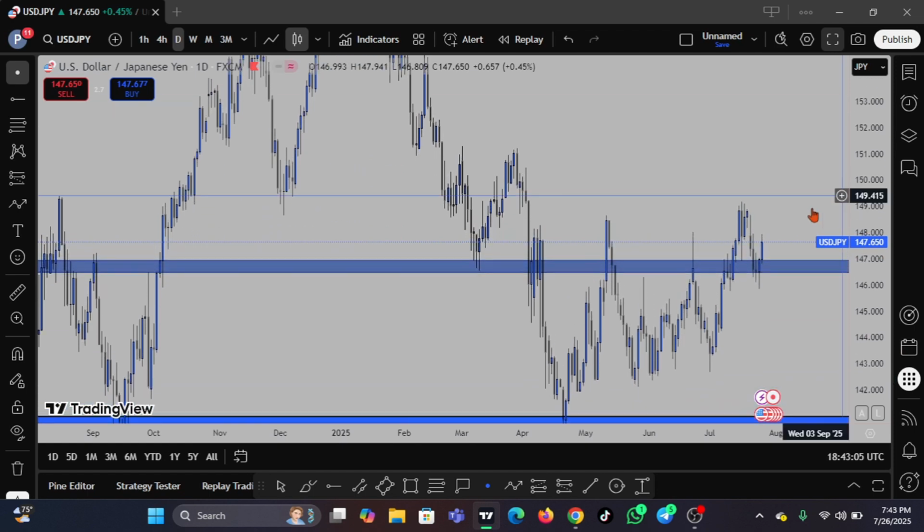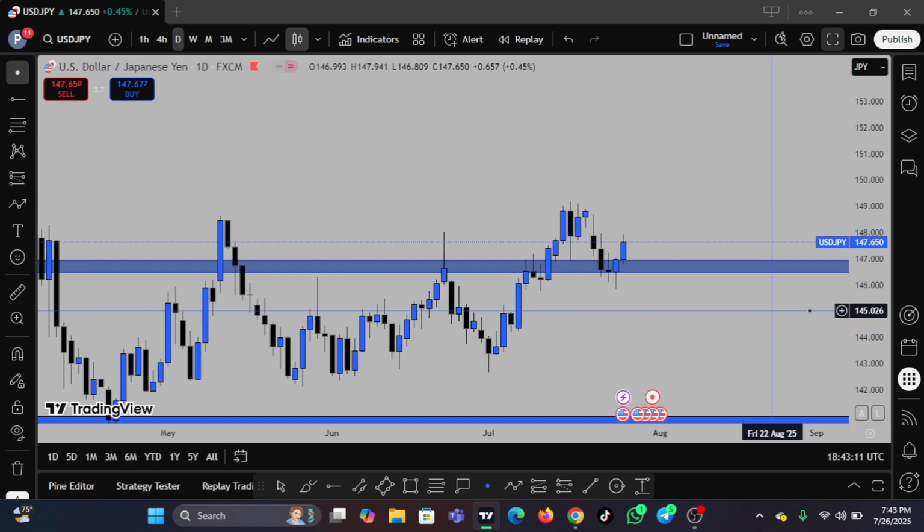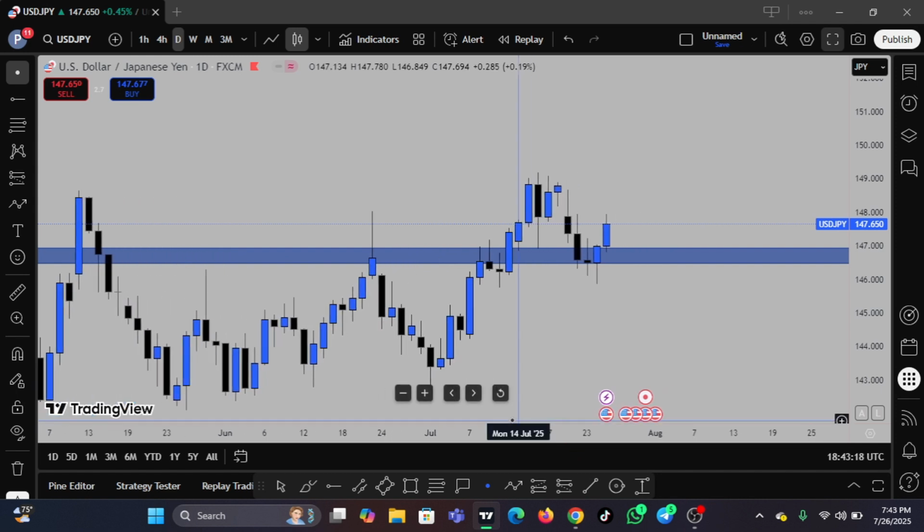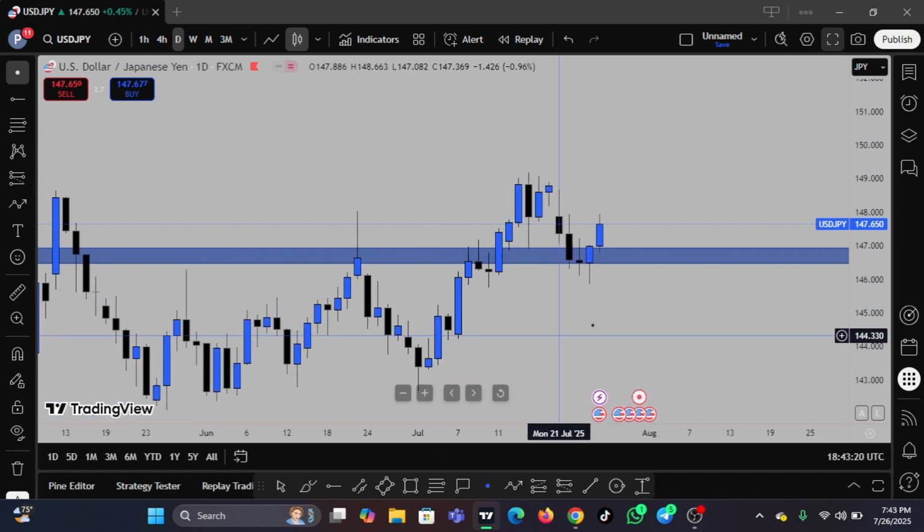So now this is the level that was cleared. You can see we cleared this level, a beautiful retest on this level. My favorite chart patterns already showed up. This is the morning star. The morning star. Those are my favorite candlestick patterns.